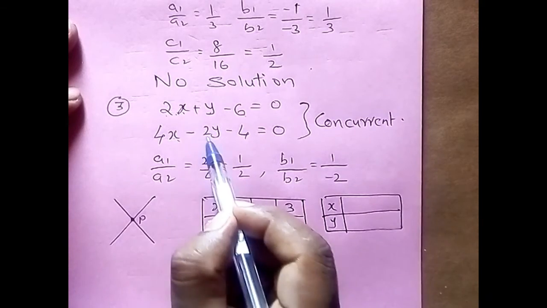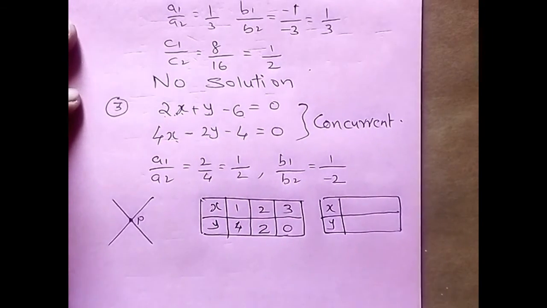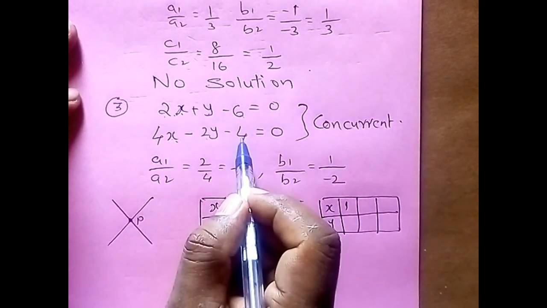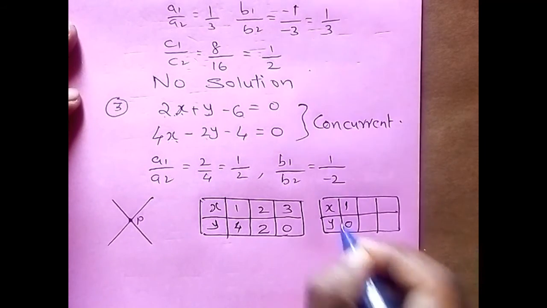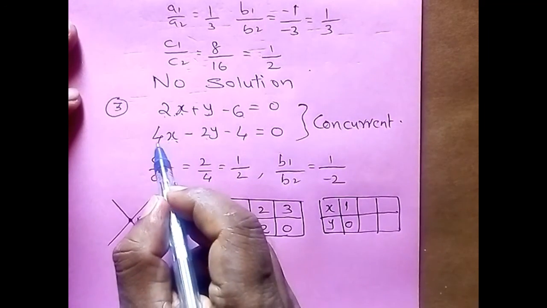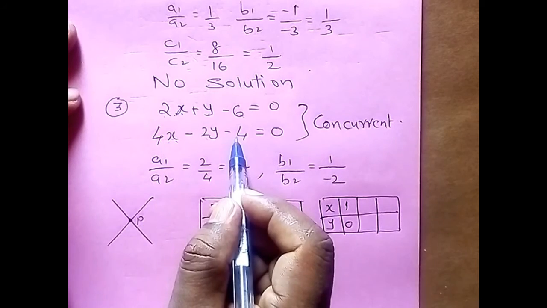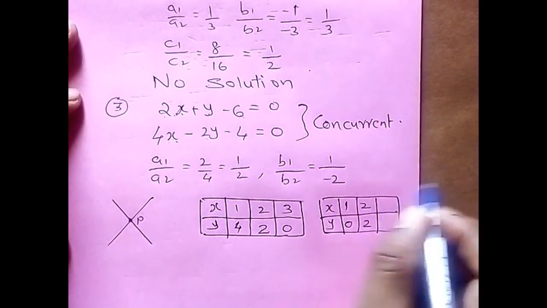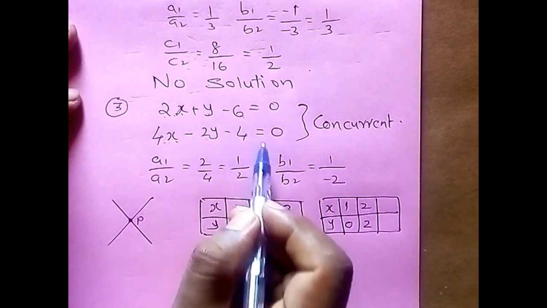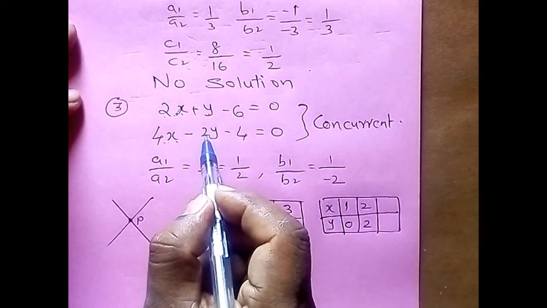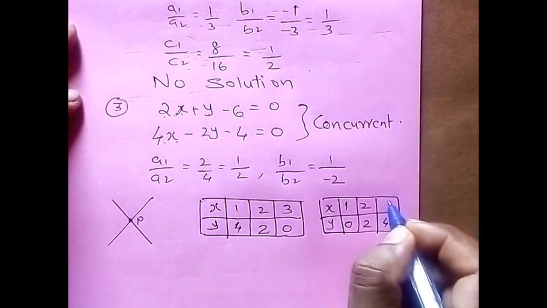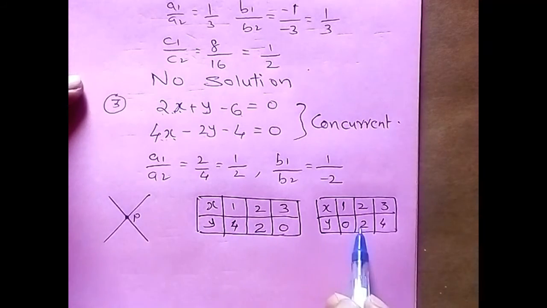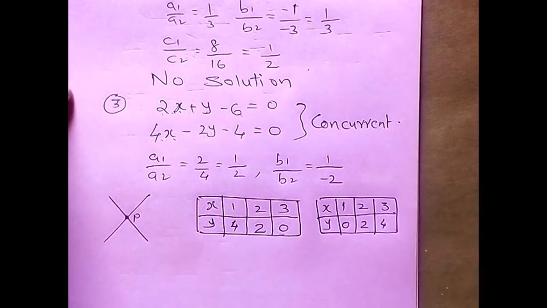What about the second line? 4x minus 2y minus 4 is equal to 0. Again, when x is equal to 1, 4 into 1, 4 minus 4, 0, so 2y is equal to 0. When x is equal to 2, 4 into 2, 8, 8 minus 4 is equal to 4, so 2y is equal to 4, y is equal to 2. When x is equal to 3, 4 into 3, 12, 12 minus 4 is equal to 8, so 2y is equal to 8 means y is equal to 4. Okay. So with these points we can draw the graph, that graphical portion. Again I am leaving it to you.